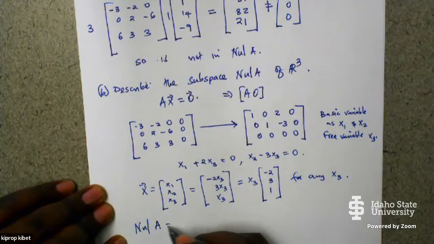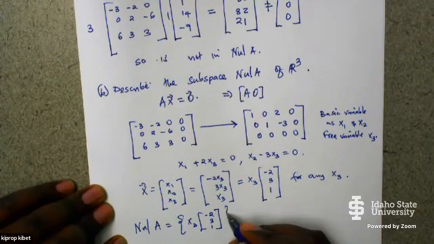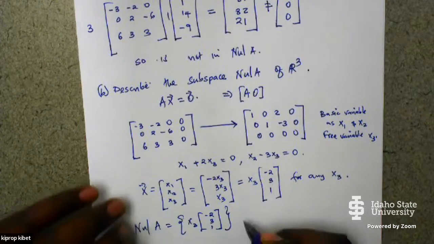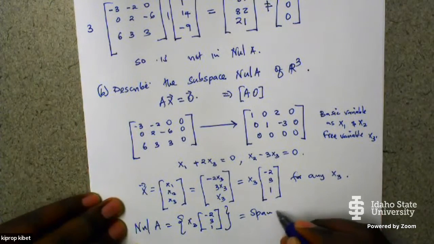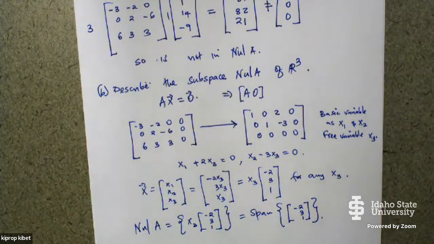So the null space of A is now equal to x3 times the vector (-2, 3, 1), which is basically the same as the span of (-2, 3, 1). So this is the solution for the null space. Any questions after that?